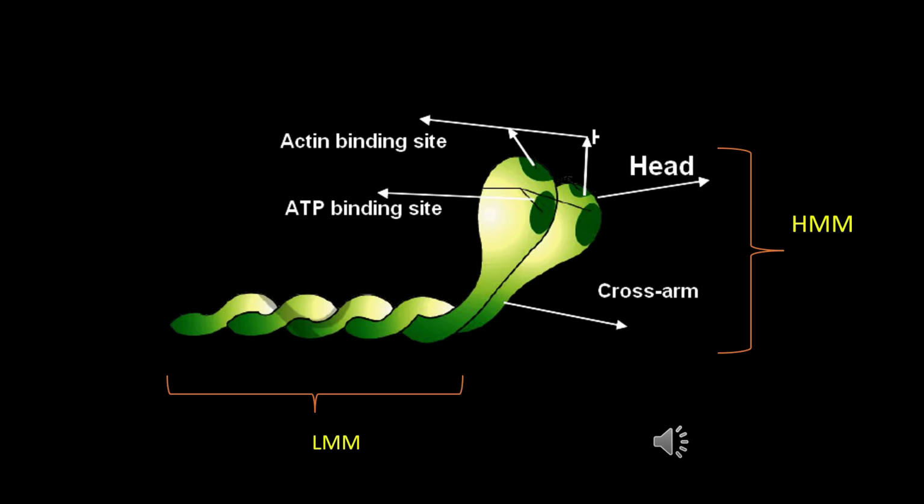This is the diagrammatic representation of the myosin filament. The head shows the ATP site, actin binding site, and short arm, which together form the heavy meromyosin. The tail forms the light meromyosin.